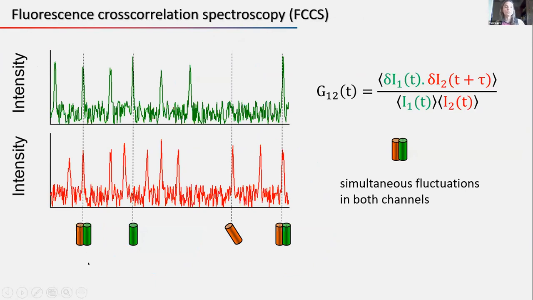Whenever heterodimers move in and out of the confocal volume, what you are going to get is simultaneous fluctuation in the green and in the red channel. Whenever you get a green monomer, you only get a fluctuation in the green channel.